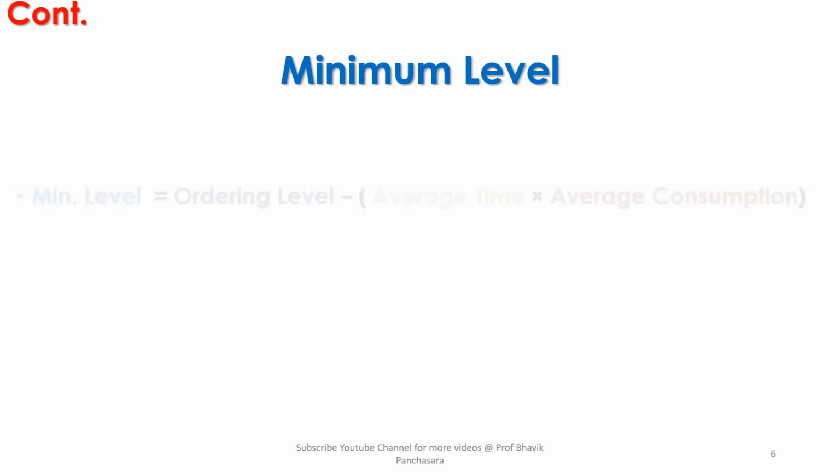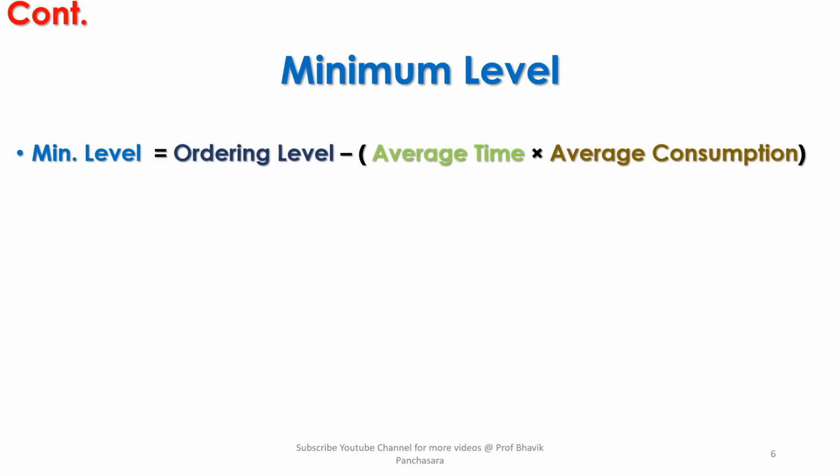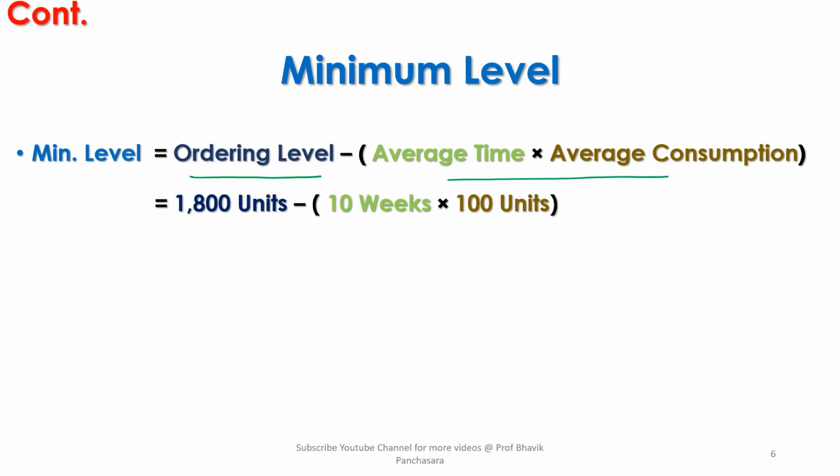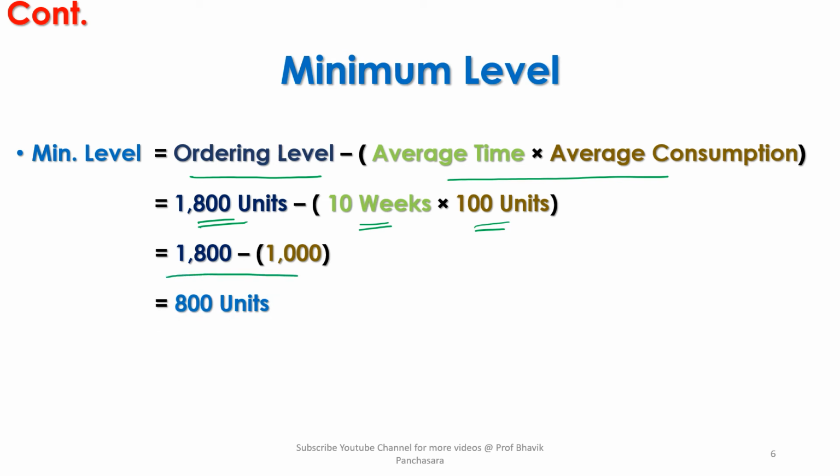After that, we will calculate minimum level. The formula for minimum level is ordering level minus average consumption for average time. If we put the values in this formula, ordering level we have calculated just now 1800 units, average time is 10 weeks that we have calculated, and average consumption is given in the question, that is 100 units. If we simplify this, we will get the answer for minimum level, that is 800 units.